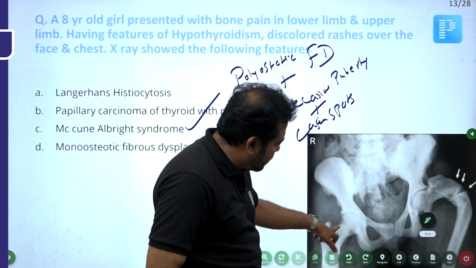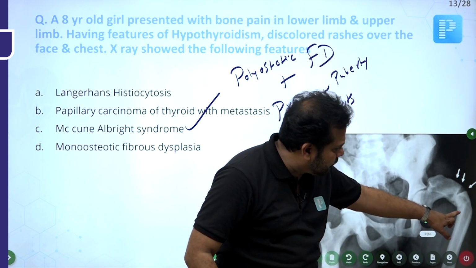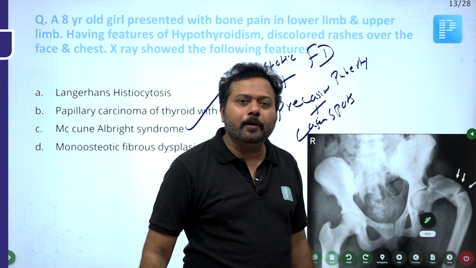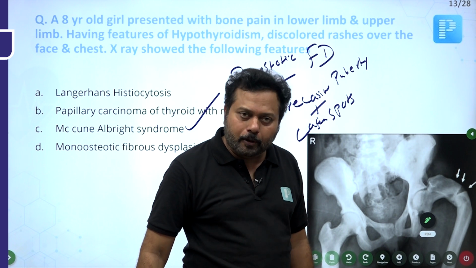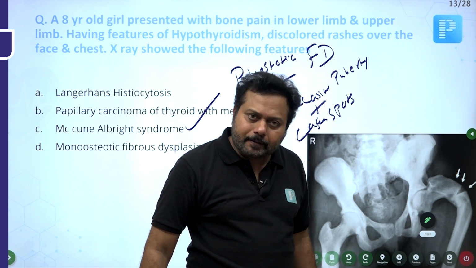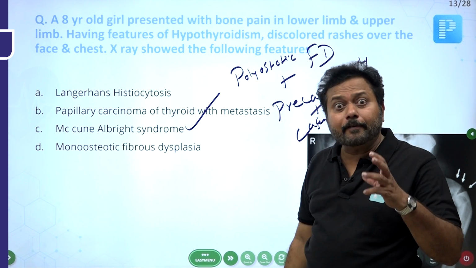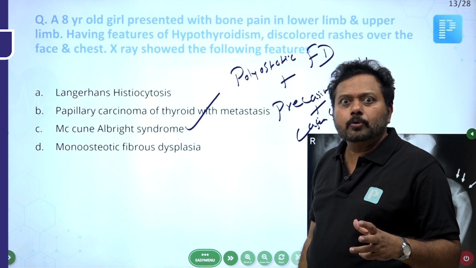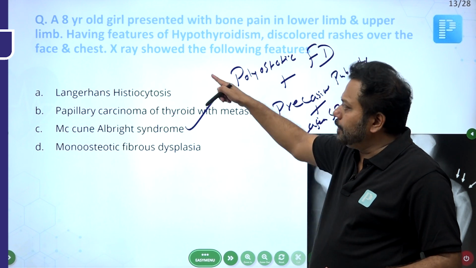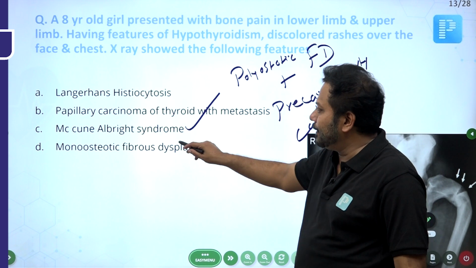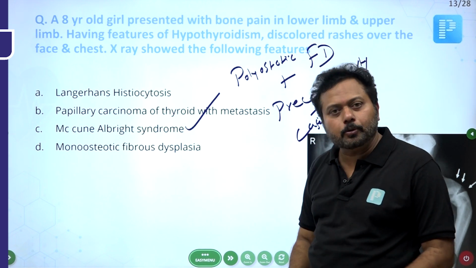You are able to see this is a normal femur. Here the proximal femur is bent like a shepherd's crook. Very, very classical of polyostotic fibrous dysplasia. Shepherd's crook deformity plus café-au-lait spots, and the girl is having hypothyroidism. That means she is having endocrine pathology also. So definitely, other things they had missed. She should be having precocious puberty, and that is classical of McCune-Albright syndrome.